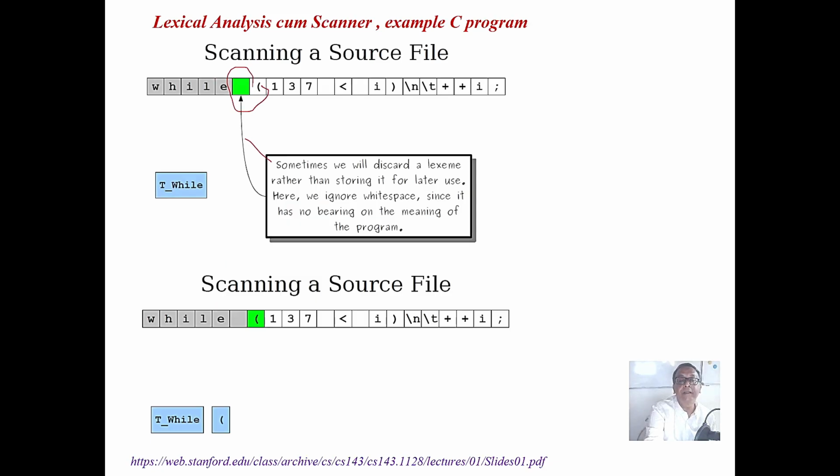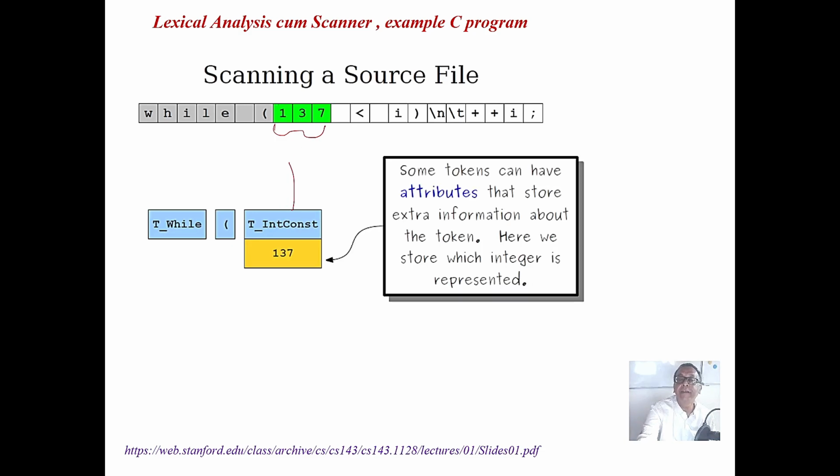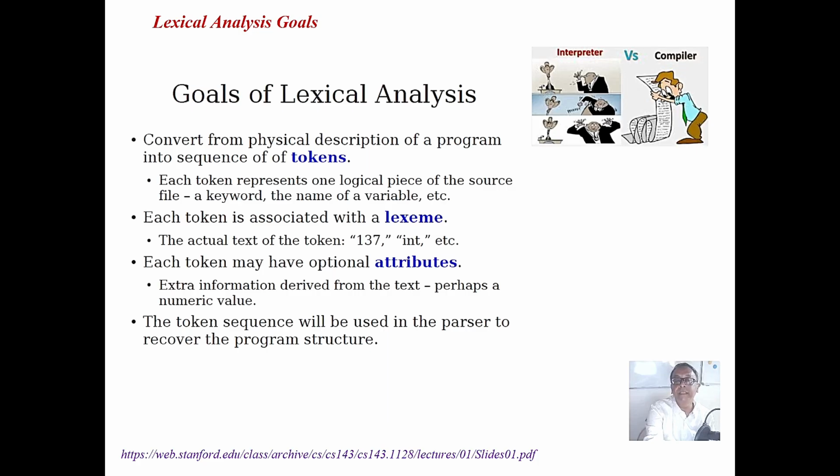Then the opening bracket will be detected. It is first taken as a lexeme, then it's a valid token. Same with 137, it's an integer constant. It will be taken as a lexeme first, and then it is a valid token. Some tokens can have attributes that store extra information, like this one, which is taken as an integer. The goal of lexical analysis is first to convert lexemes to tokens, with some attribute associated.